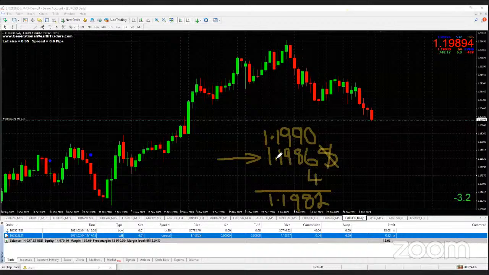Let's move to points. We call it pips when it has to do with Forex, and points when it has to do with indices. Okay, so let's move on from here.